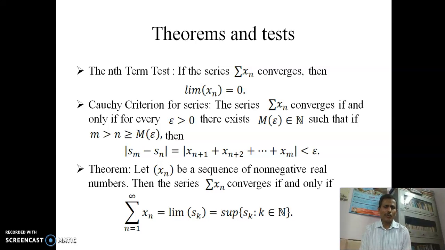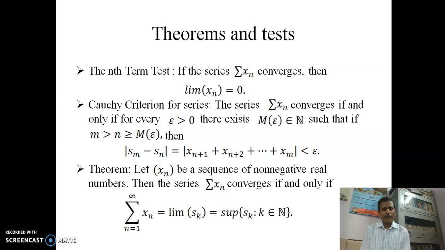Then the Cauchy criterion for series. The series summation xn converges if and only if for every epsilon greater than 0 there exists M(epsilon) belonging to N such that if m > n >= M(epsilon), then the absolute value of sm - sn, which is equal to the absolute value of xn+1 + xn+2 + ... up to the mth term, must be smaller than epsilon.